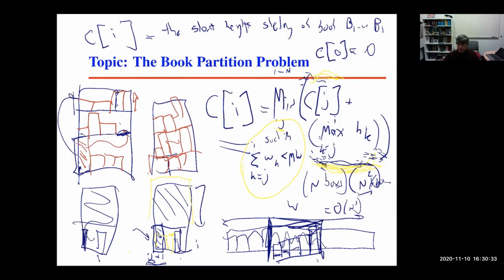Any questions? What is on top of the C of I? What are you concerned about? Are you concerned about this? Okay. What does the C of I on top say? C of I is the shortest height shelving of books B1 through BI. That's what this is saying. Any questions?